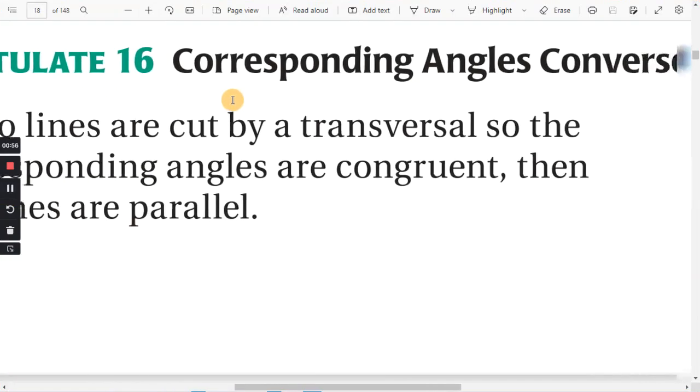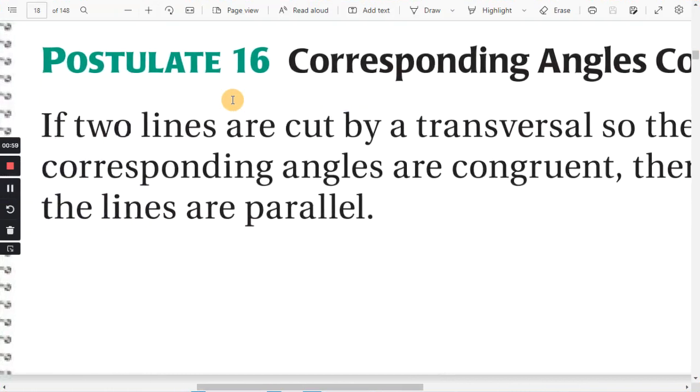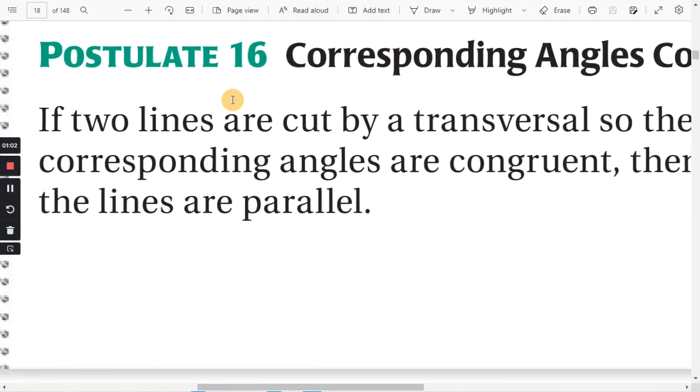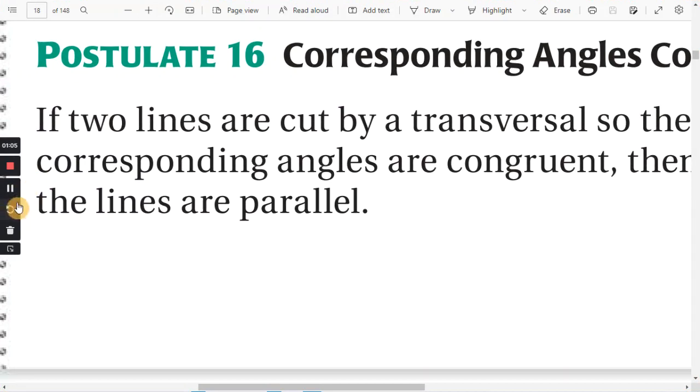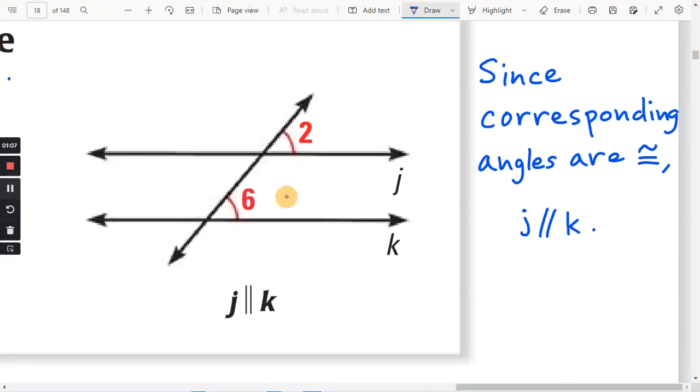So the first one is for the corresponding angles. If two lines are cut by a transversal, and the corresponding angles are congruent, then the lines are parallel. So in this diagram here, we have angle 2 marked congruent to angle 6. Angle 2 is on the top right of these four, and angle 6 is on the top right of these four. So they are corresponding angles and they are congruent. Since corresponding angles are congruent, it proves that line J is parallel to line K.